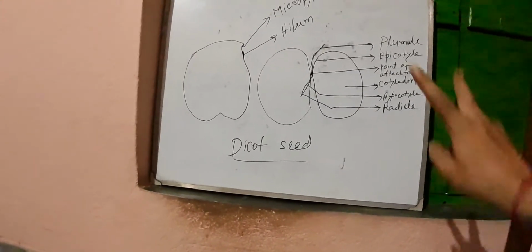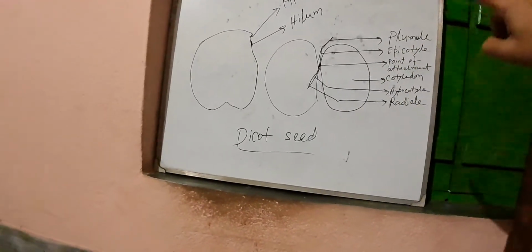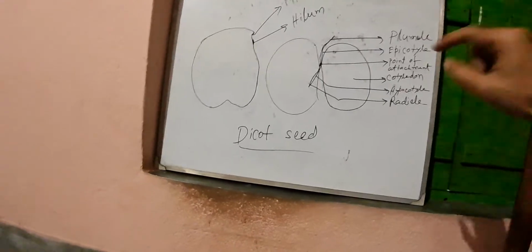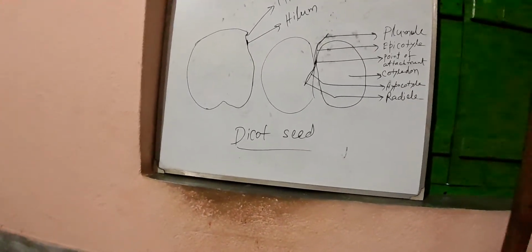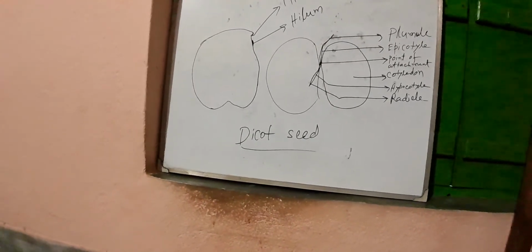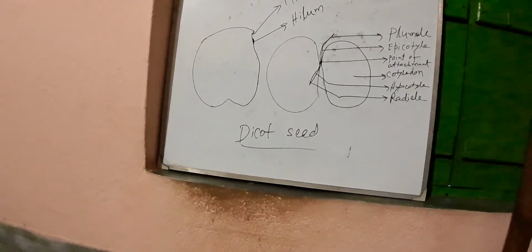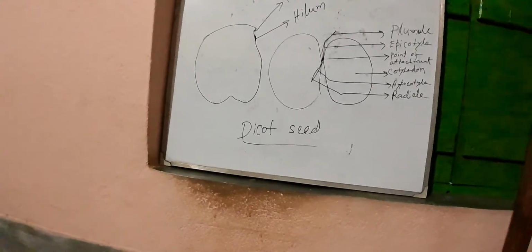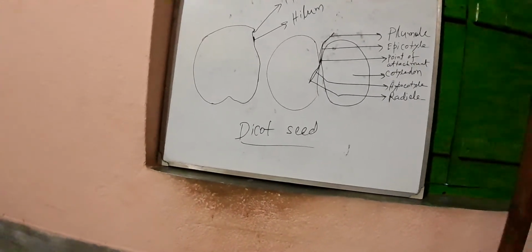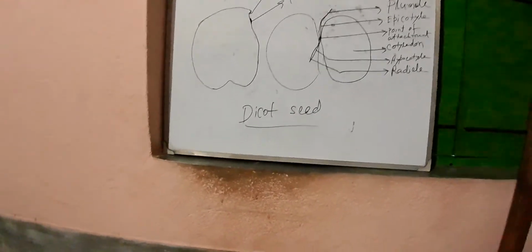So you can see the two cotyledons are present, and besides the cotyledons one more embryonic axis is present. That embryonic axis is divided into different parts. First one is plumule, next epicotyl, next point of attachment, next hypocotyl, and then radicle. Point of attachment means the attachment between the cotyledon and the embryonic axis. Okay, now we shall proceed to the practical.